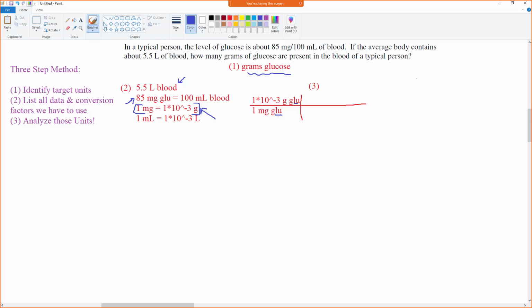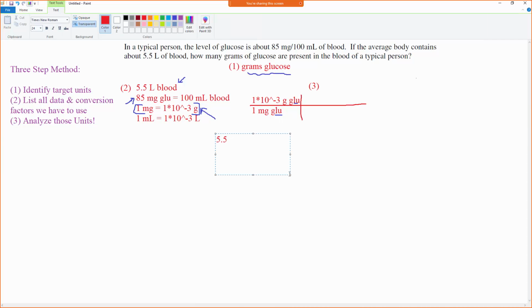But if you guys feel like, whoa, that's too uncomfortable, then it's okay. We can backtrack and say, I wanted to start with grams of glucose, but that's weird. I'm just going to start with 5.5 liters of blood instead. We can do that as well.